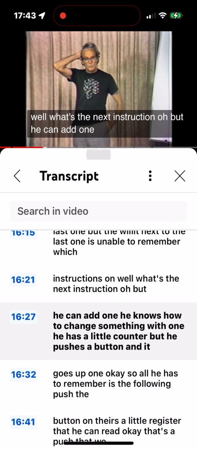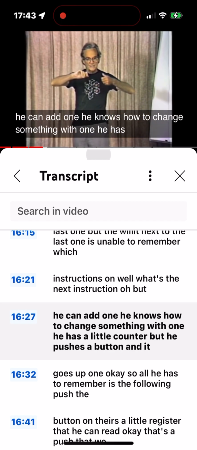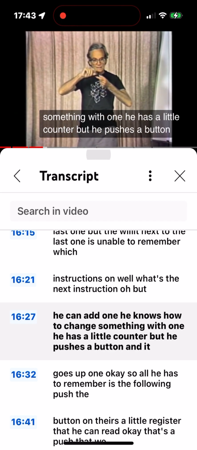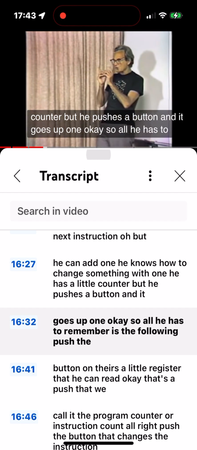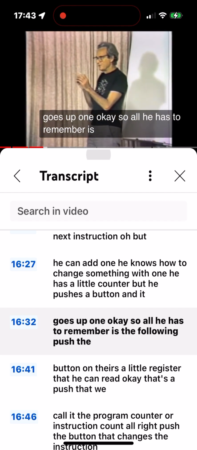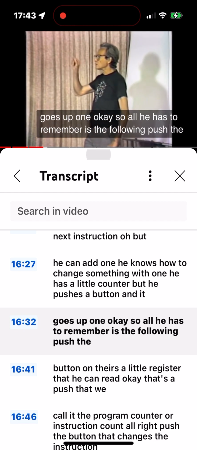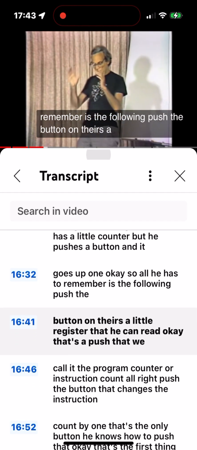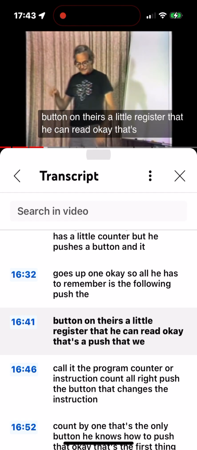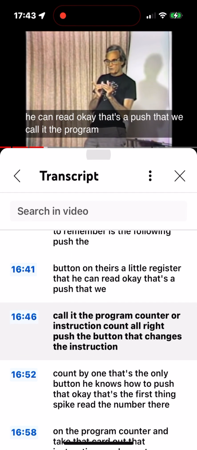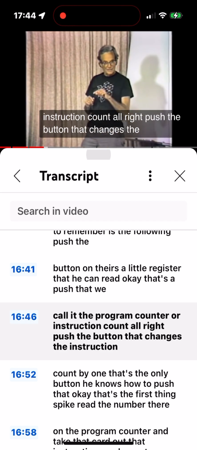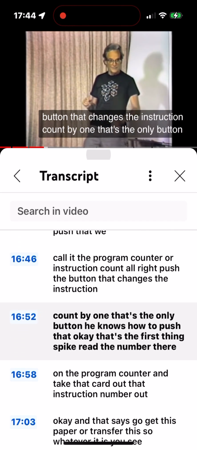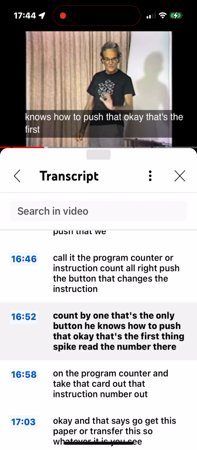Oh, but he can add one. He knows how to change something with one. He has a little counter that he pushes a button and it goes up one, okay? So all he has to remember is the following. Push the button on, there's a little register that he can read, okay? It's a push, that we call it the program counter or instruction count, all right? Push the button that changes the instruction count by one. That's the only button he knows how to push. Push that, okay? That's the first instruction.